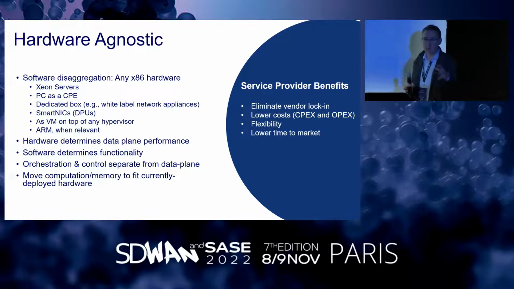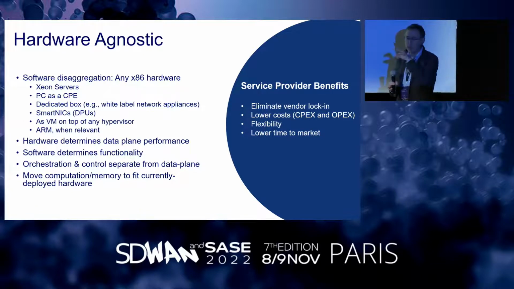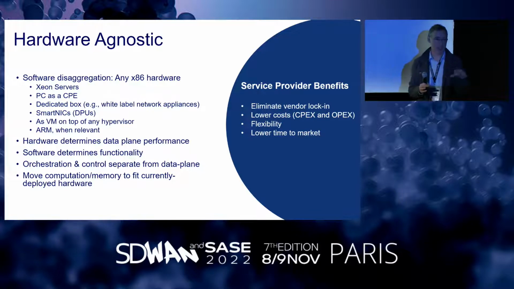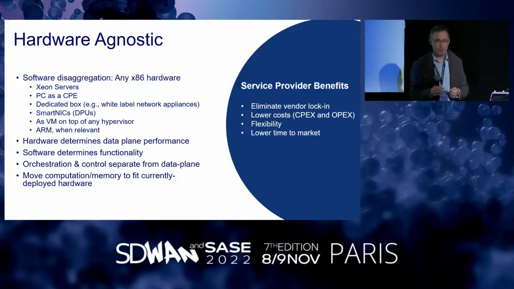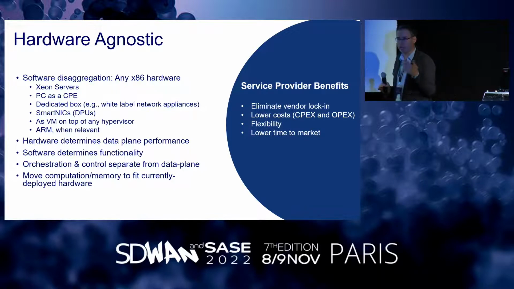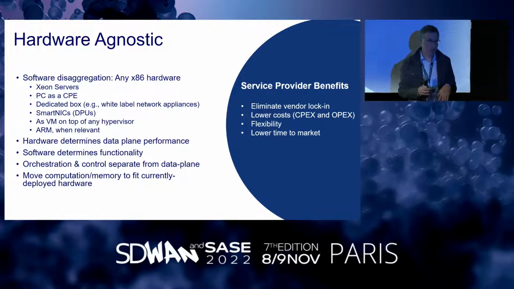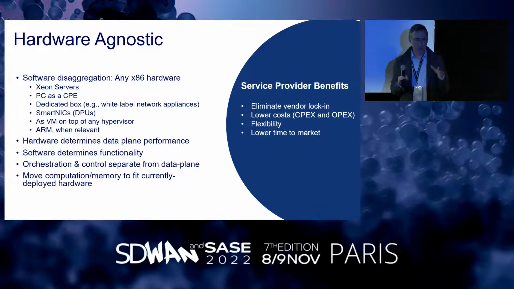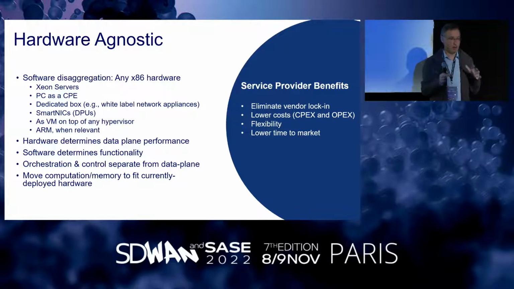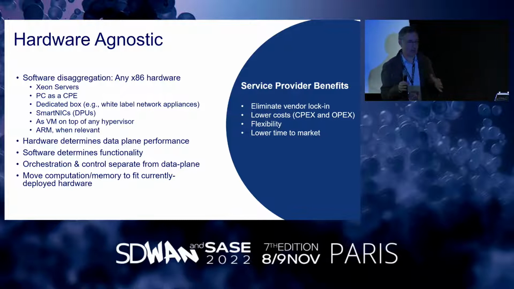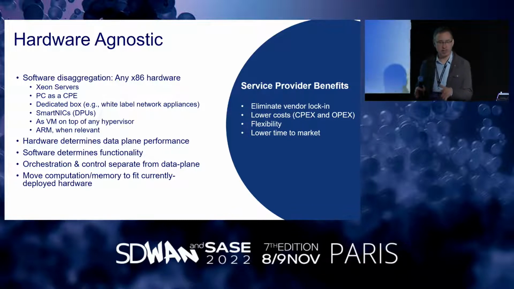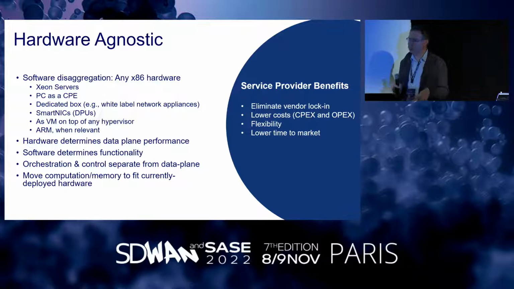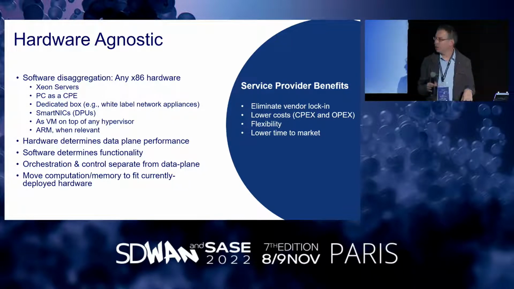So we have deals with all these kinds of dedicated box vendors. We are working with NVIDIA, but we can install on any server. And as I said before, in the fourth use case, we can even be installed as a virtual machine on top of an existing hypervisor. And we have some collaboration where we are installed on ARM and not just x86. And this means that the hardware determines the performance. So you cannot expect a Xeon and an Atom to behave the same. So the hardware determines the performance. The software is the one that determines the functionality and the manageability and the visibility.